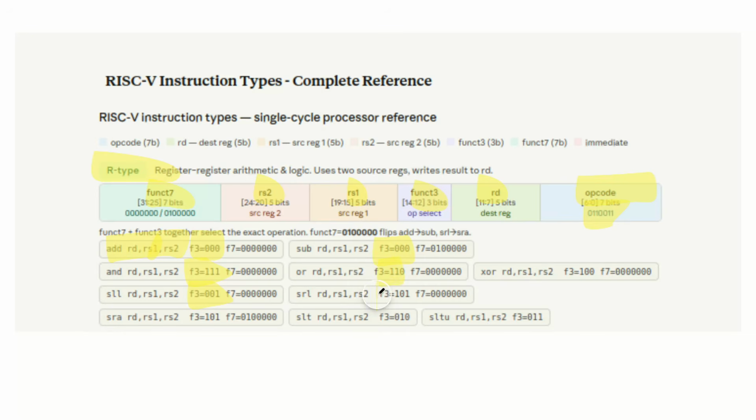Okay, but you can see they are different. These function 3 values you have to write here. If you have ADD, then you have to write 000 in this 3-bit position. Now why do you have function 7?